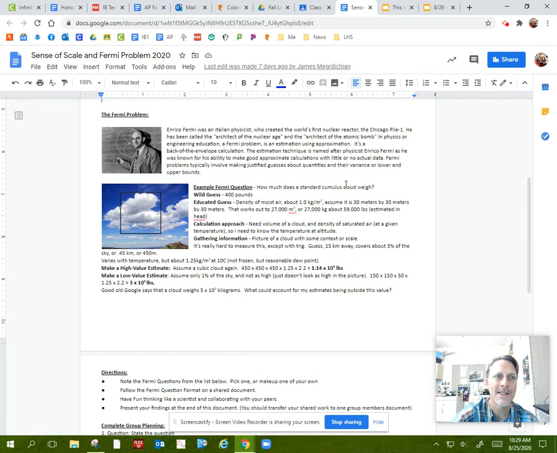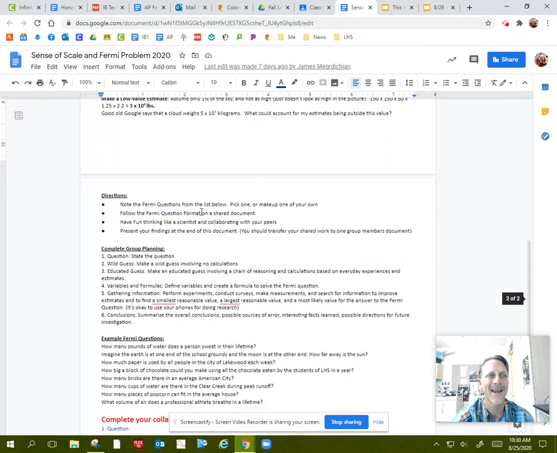How much does a standard cumulus cloud weigh? Okay, so that's a hard one to get the answer for. But I made a wild guess. Then I made an educated guess by putting some numbers in it. I came up with a calculation approach. I gathered some information. I used Google to search different things. And then I came up with some estimations. Okay. And then I checked and saw how my estimations worked out compared to what Google says. Okay. And that's the process you're going to use. That was just an example.